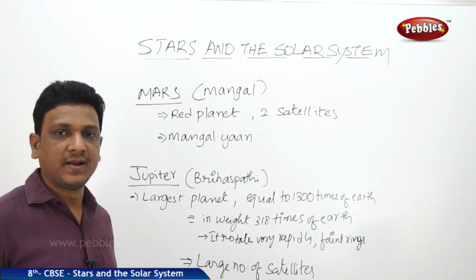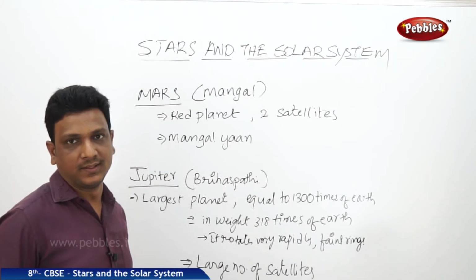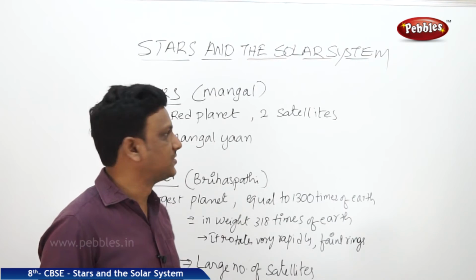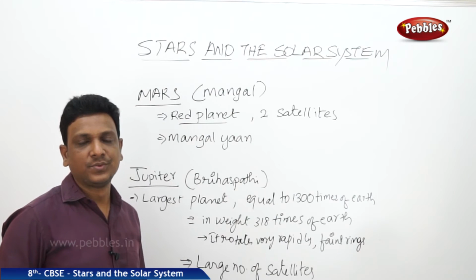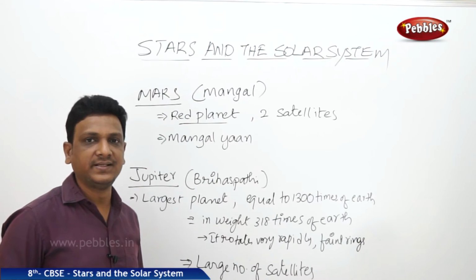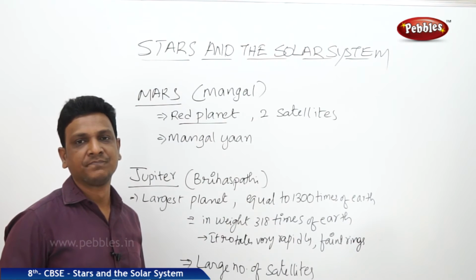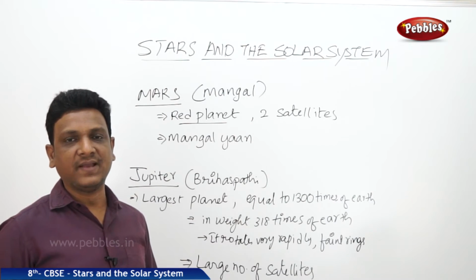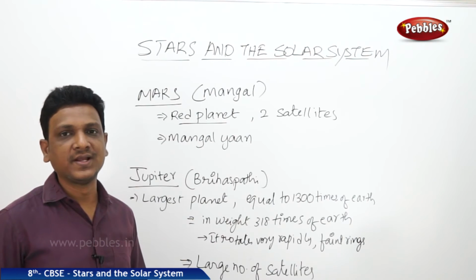Now let us see the next planet after the Earth, that is Mars, which is called Mangal Graha. Because of its reddish appearance, it is called the red planet. It is next to the Earth. We are very familiar with Mars. Scientists are experimenting, sending probes to Mars. Scientists are planning to send people to Mars to find out whether the conditions will support life or not. They want to check whether the life-supporting conditions are there or not.